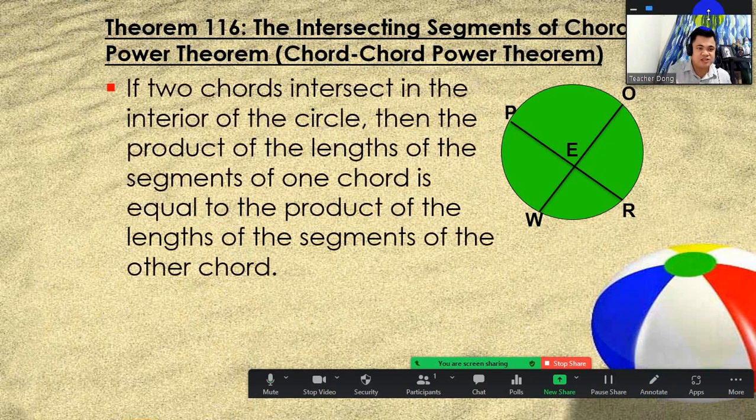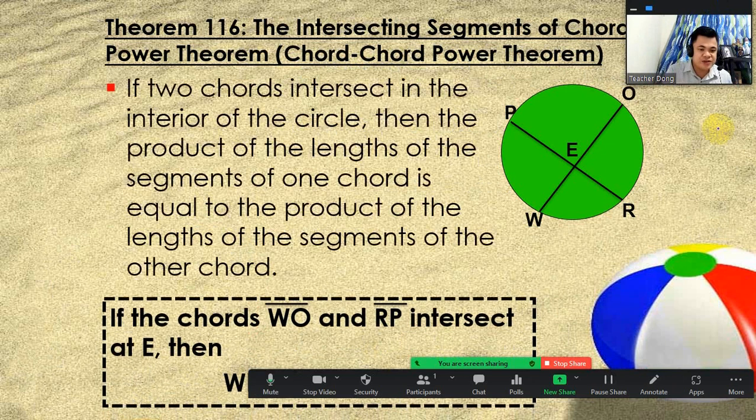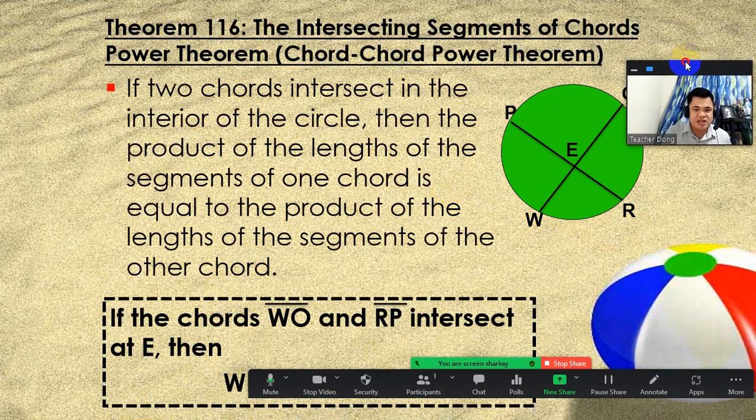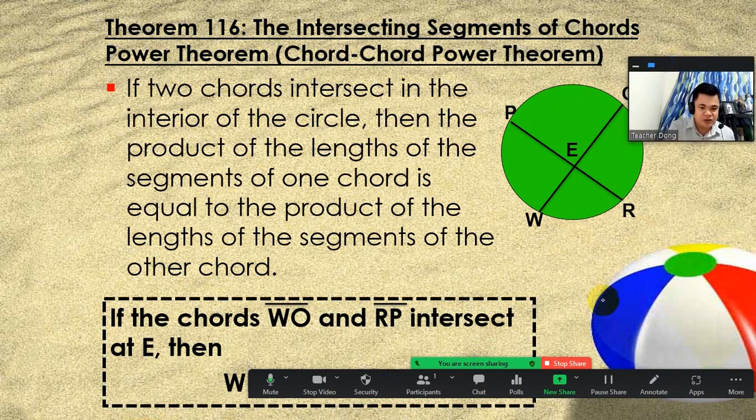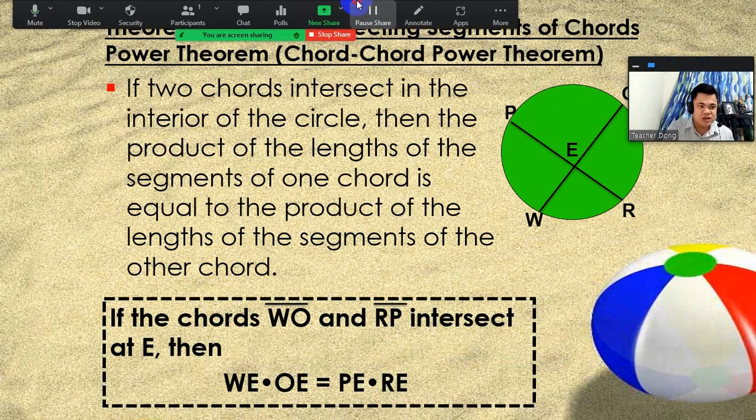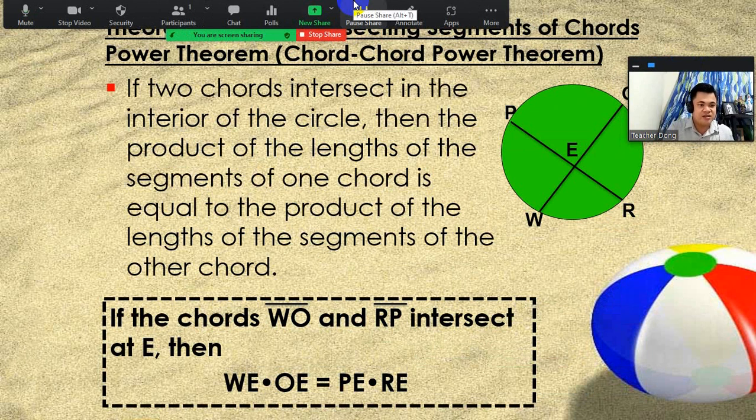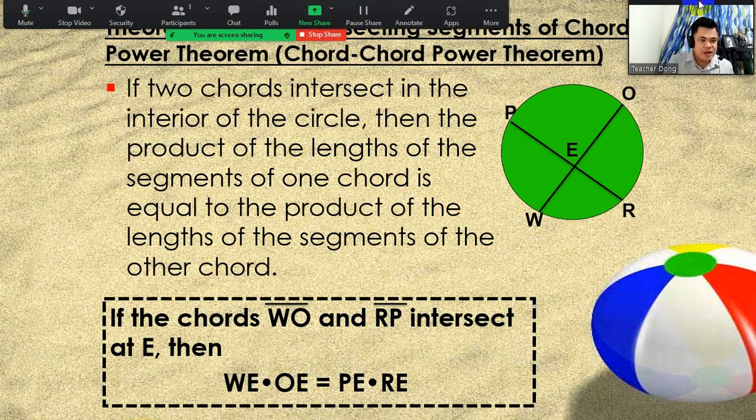Let's continue. The first theorem is what we call the intersecting segments of chords power theorem, or we can also call it the chord power theorem. So what is this all about? If two chords intersect in the interior of the circle, then the product of the lengths of the segments of one chord is equal to the product of the lengths of the segments of the other chord.